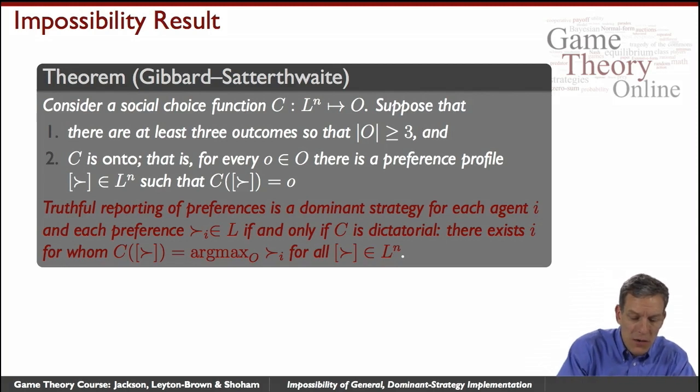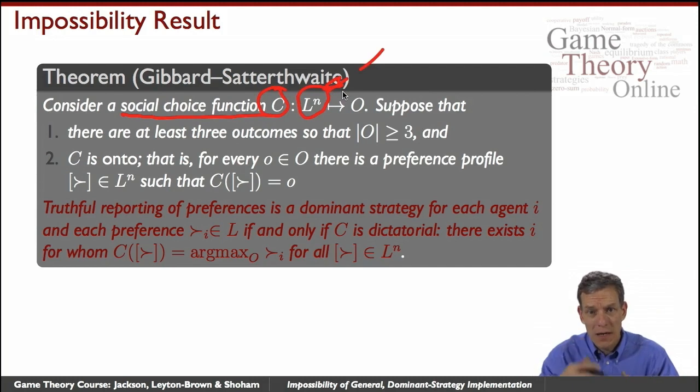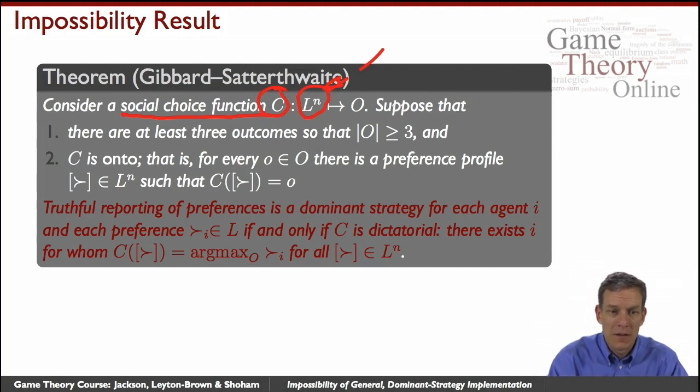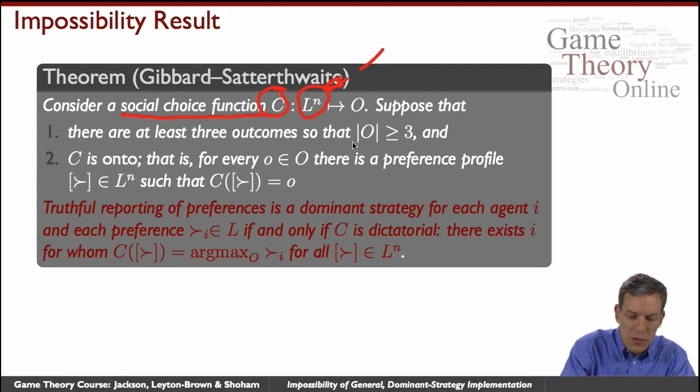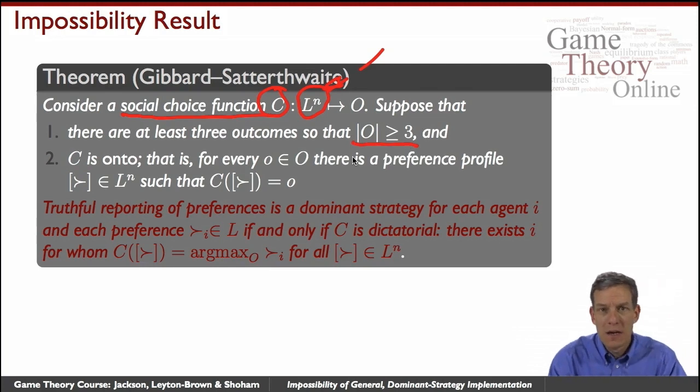So what's the setting here? We've got a social choice function. We'd like to have one that's mapping all possible preferences. So people have linear orders. They can have any strict ranking over candidates. And we are going to look at situations with at least 3 outcomes. So we have at least 3 candidates to choose from.